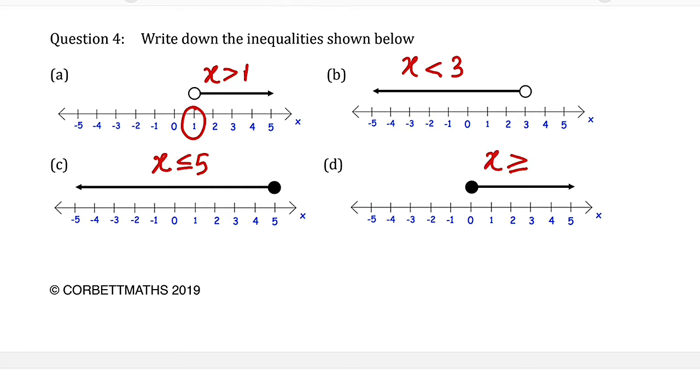Then we have x here. X is greater than or equal to, it starts from where? 0 and goes on forever.